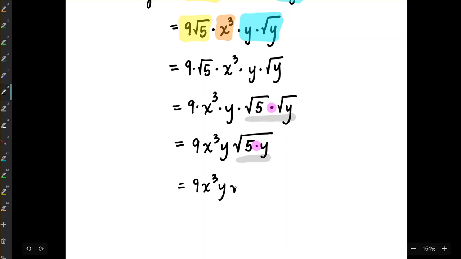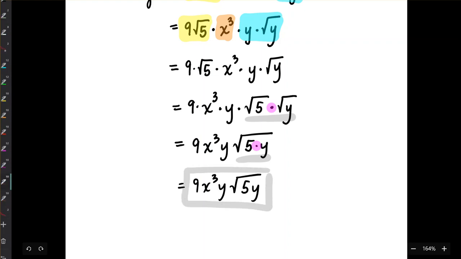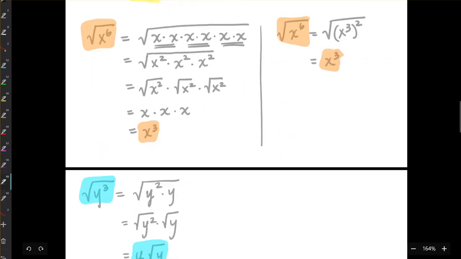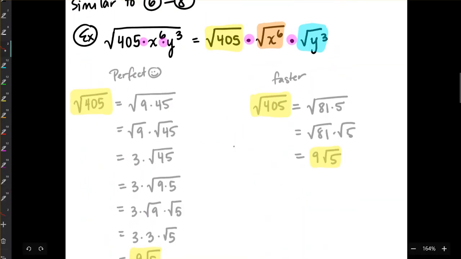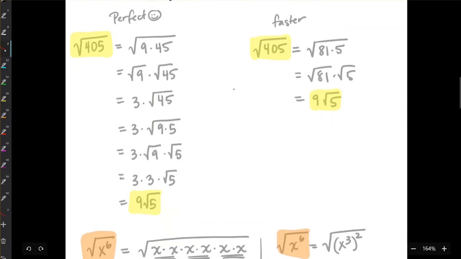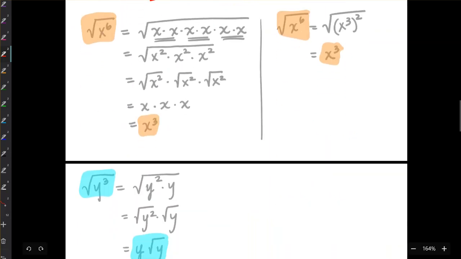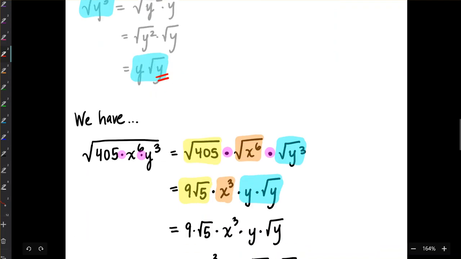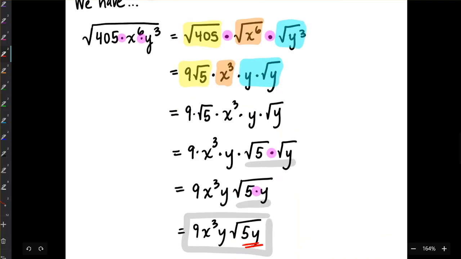You can get this answer faster, but we took advantage here of compartmentalizing our thinking. When we're doing something new, sometimes it can be overwhelming. So I thought about the yellow, the orange, and the blue separately. But if you're thinking about it all at once, you would have left that 5 underneath the radical, and you would have left that y underneath the radical. And I think this is just a little bit cleaner for us in our answer.